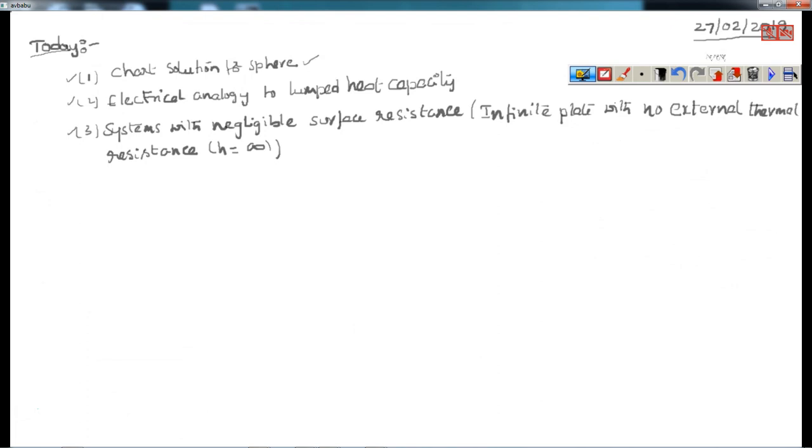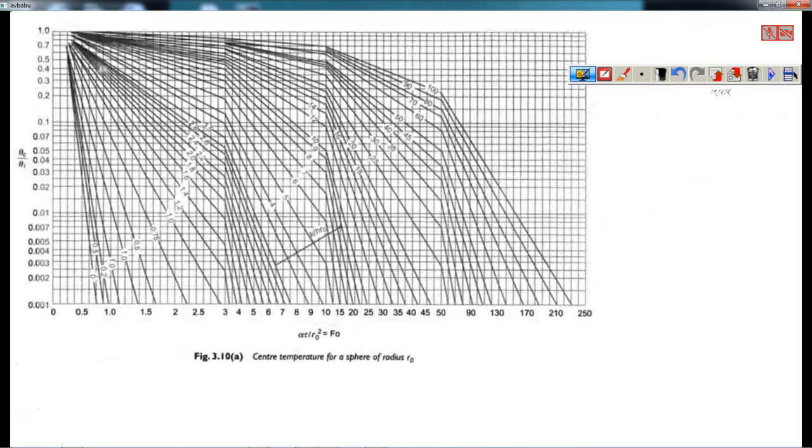So when we go to the chart solution for a sphere, whatever details I gave you for the chart solution, when you want to calculate the temperature at the center of a sphere, theta c by theta i, you can find it from this chart. The center temperature for a sphere of radius r0: you need to find the Biot number and 1 by Biot number, and from that you can find theta c by theta i for the central position of your sphere.